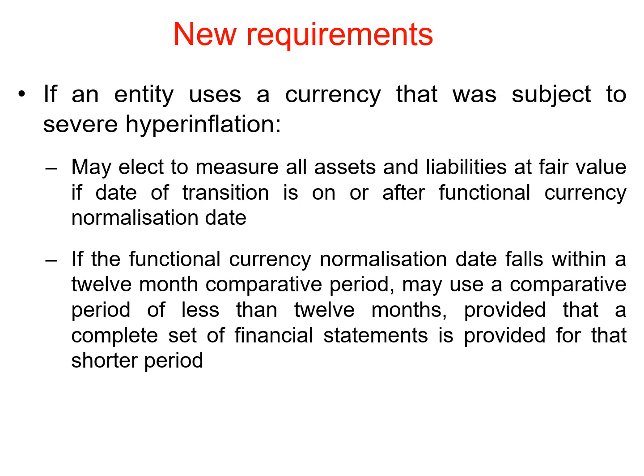Sometimes you may find that the currency that you're using was subject to hyperinflation, so you may elect to measure all assets and all liabilities at fair value at the date of transition. Or you may decide that, if the functional currency normalization date falls within the 12-month comparative period, you want to use a comparative period of less than 12 months. In which case you're permitted to do that, but you then have to explain that the financial statements are for a shorter period.